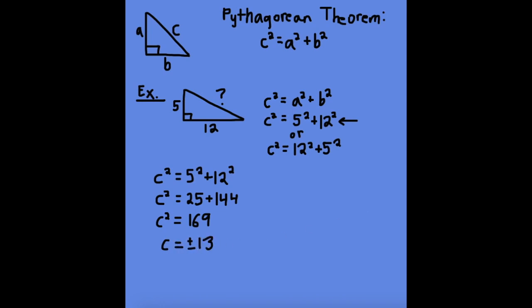Now let's think about this for a second. You can't have a negative side. This side C does not look like a negative number and cannot be a negative number. Therefore, C equals positive 13. The hypotenuse is 13. Let's try another problem.